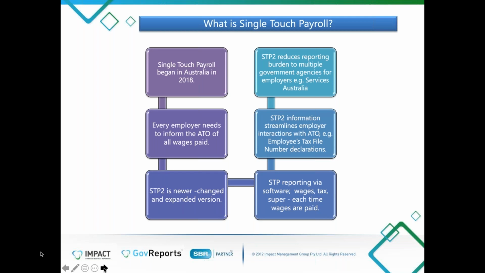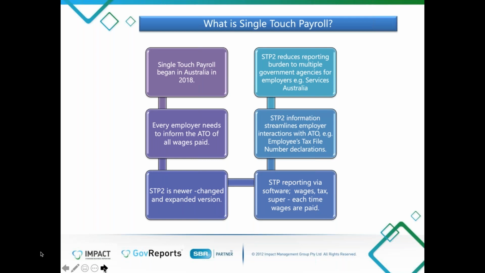So STP2, and again, I'm sure you know this, is that newer, expanded, changed version. With STP2, you're going to be reporting wages, tax and super each time the wages are paid. The idea with the expanded version is that it streamlines some of the information an employer needs to send to the tax department. With tax file number declarations, for example, they don't have to worry. They just need to keep the document for their employees, instead of sending it through to the ATO.